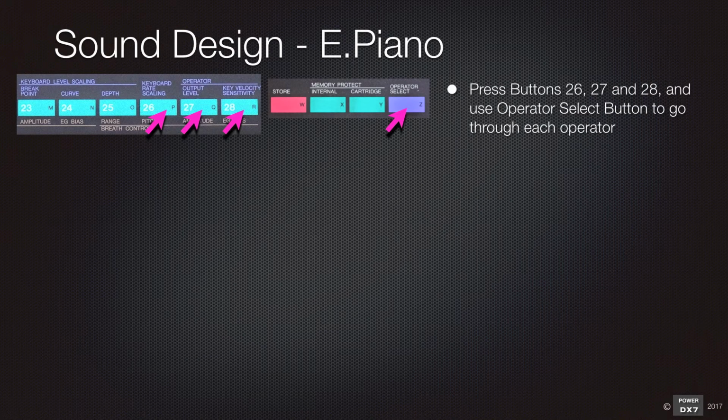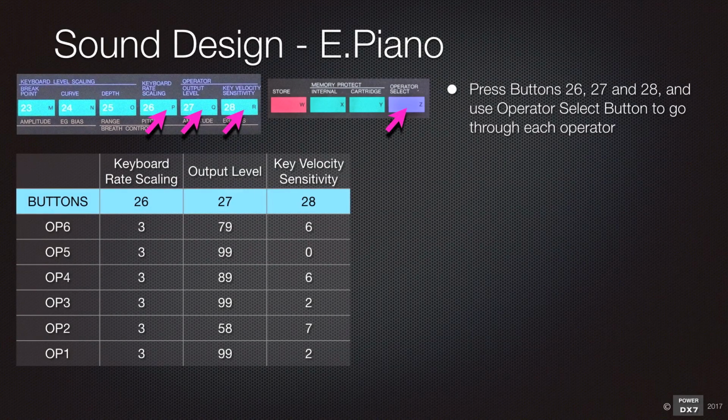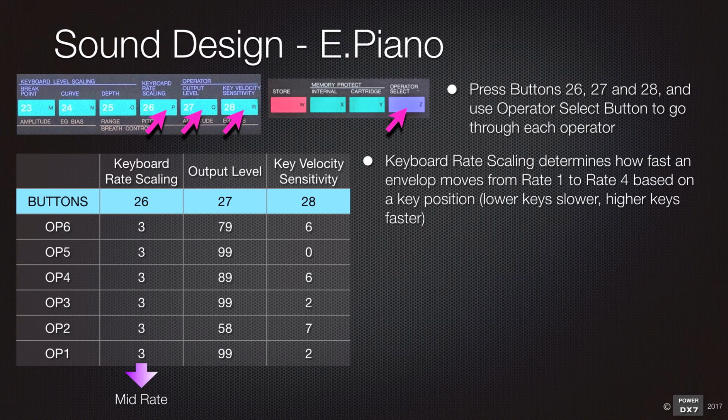Press buttons 26, 27, and 28 and use operator select to go through each operator. Keyboard rate scaling determines how fast an envelope moves from rate 1 to rate 4 based on the key position. All operators are set at 3, which is a medium level, so there is some shortening of envelopes at higher notes.